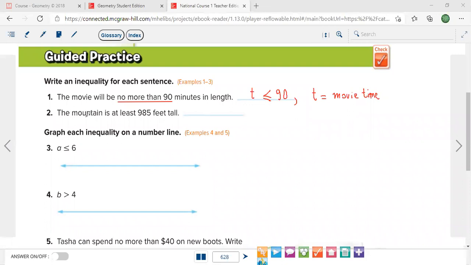Now, the mountain is at least 985 feet tall. At least means greater than or equal. So we can say H is greater than or equal to 985. H, you can say equals, you can say represents, you can say H for the mountain's height.